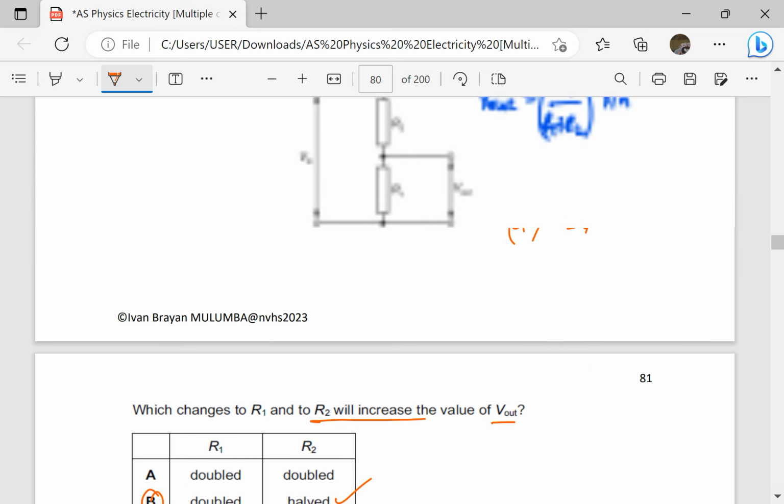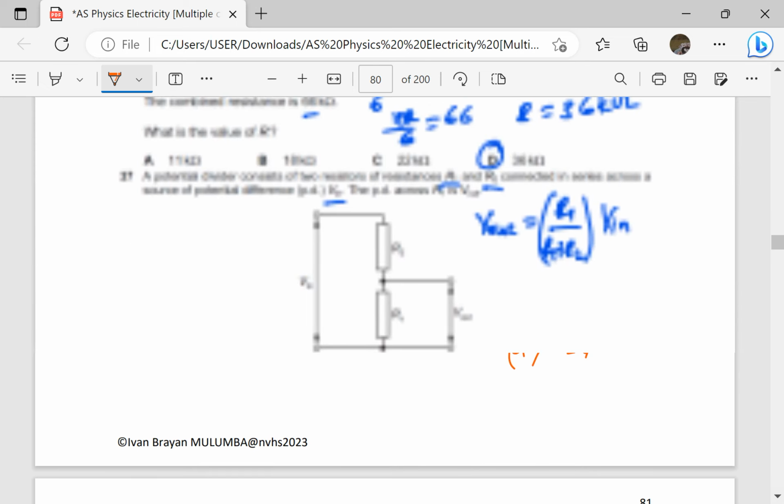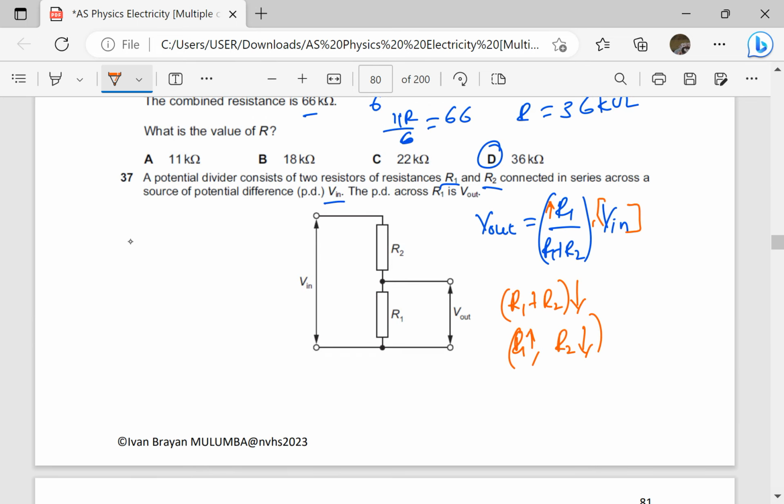R1 can be doubled because if I want V out to be greater, R1 should be higher. But then the denominator should be smaller. The only way I can make the denominator smaller, yet I've already increased R1, is by making R2 very small. Therefore R2 decreases or is halved and R1 can be doubled.